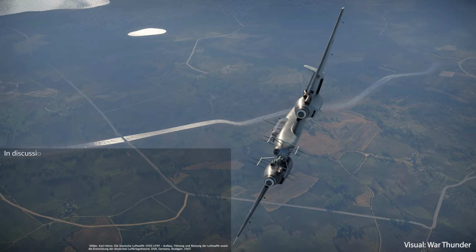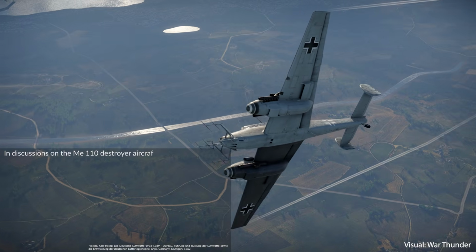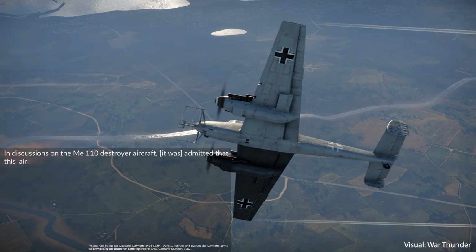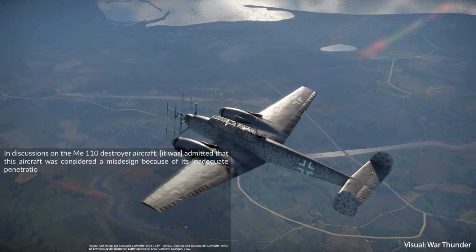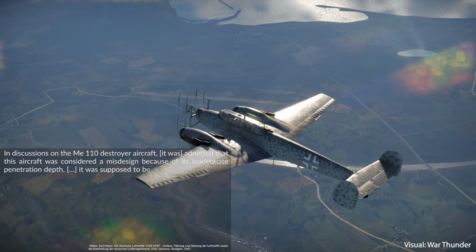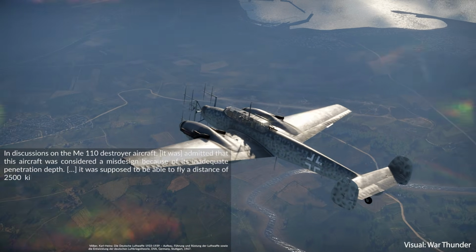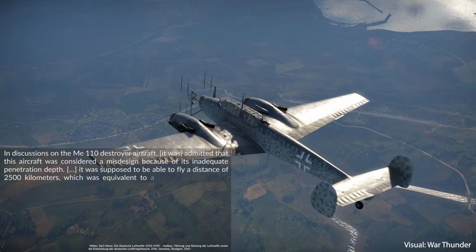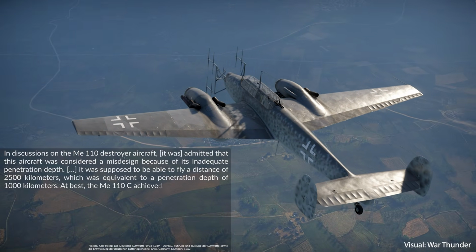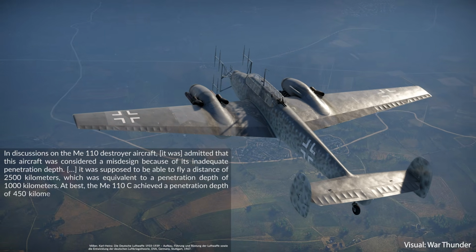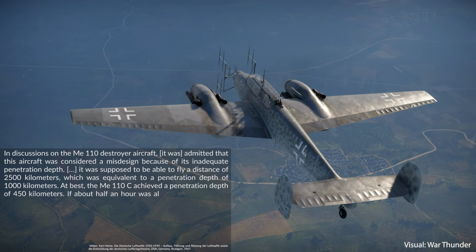But there was recognition of this in the Luftwaffe even before World War II started. In discussions on the Me-110 destroyer aircraft, it was admitted that this aircraft was considered a misdesign because of its inadequate penetration depth. It was supposed to be able to fly a distance of 2,500 kilometers, which was equivalent to a penetration depth of 1,000 kilometers. At best, the Me-110C achieved a penetration depth of 450 kilometers.